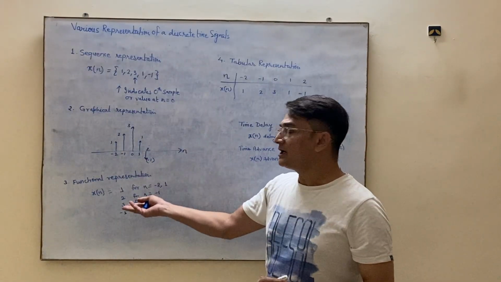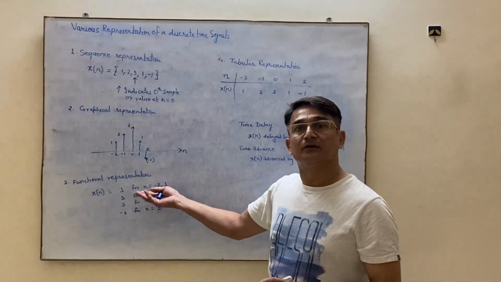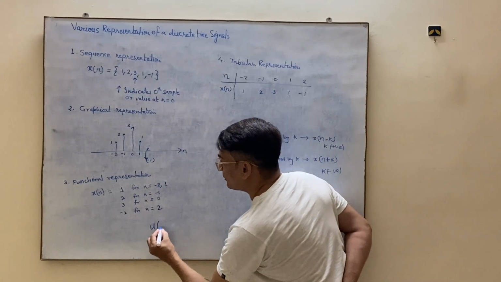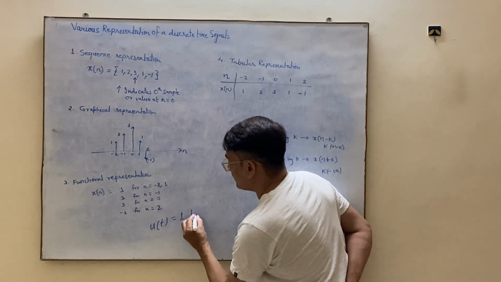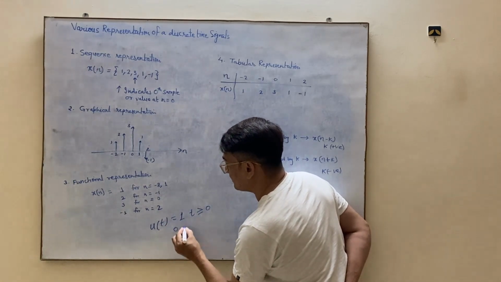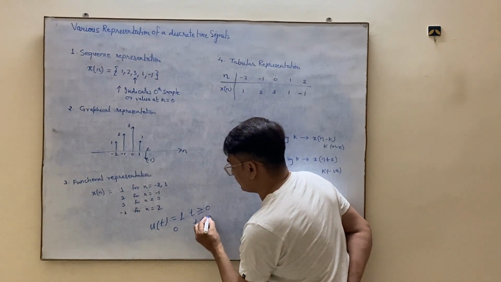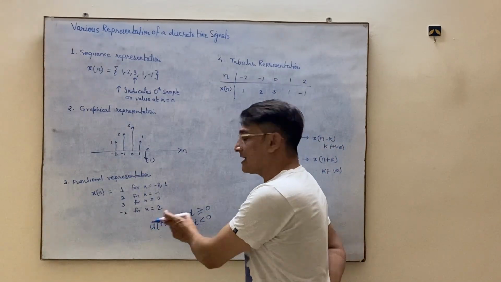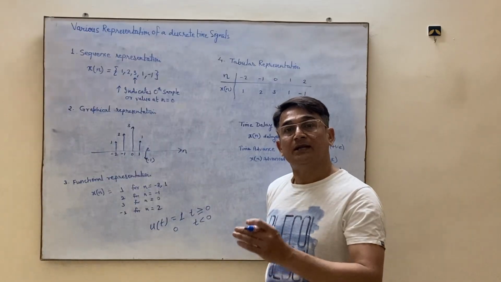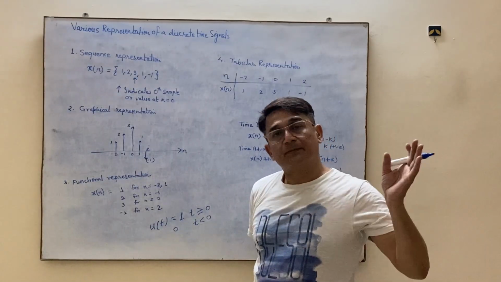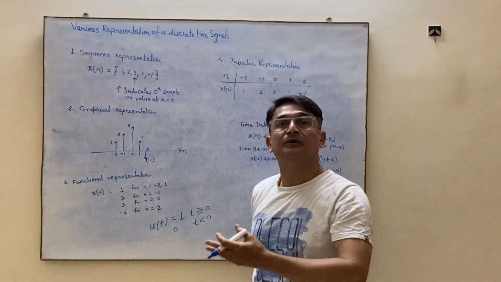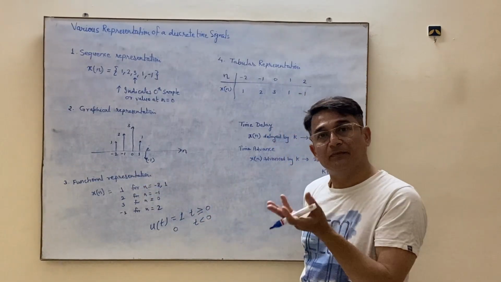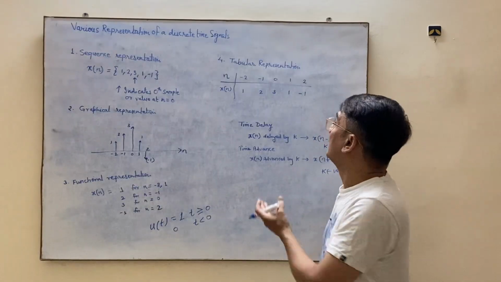In this question, the functional representation may not give you a proper idea, but for example, if I write u of t is equal to 1 for t greater than or equal to 0 and 0 for t less than 0, this representation is a functional representation. This type of representation is used when a single value represents many values of n. In such cases, functional representation plays an important role.